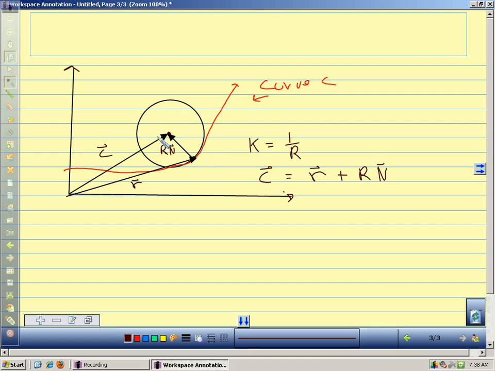And you can get lots of interesting curves from the circle of curvature. If you trace along the point at the center of the circle of curvature as it goes along the curve, those curves are called evolutes. And then there's other curves that are related to the circle of curvature also.